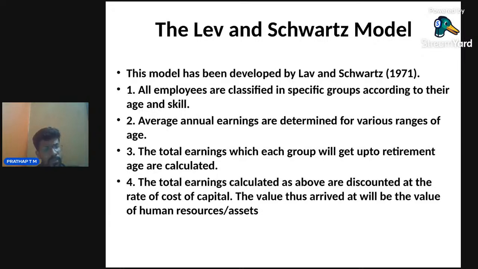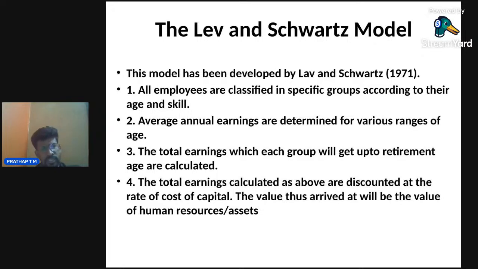For example, in the 25 to 35 group, how many of them are skilled, how many are unskilled, and how many are semi-skilled. In this way you categorize them, and based on that we determine the value. The second step is determining the annual earnings of each age group. A person with less experience gets a lower salary in an organization, right?